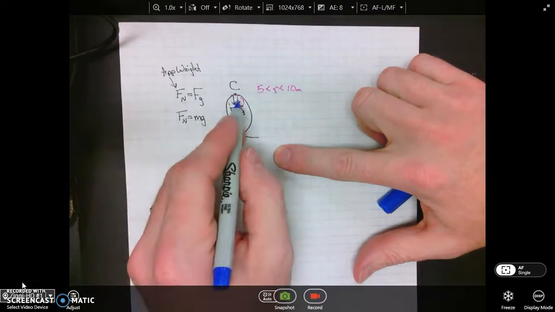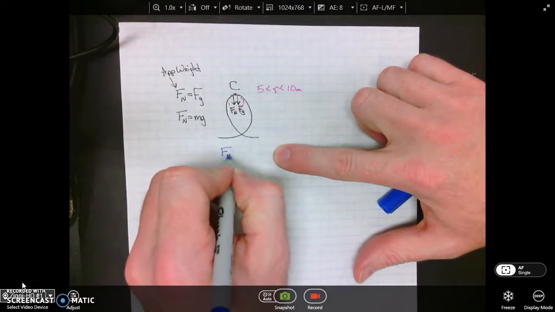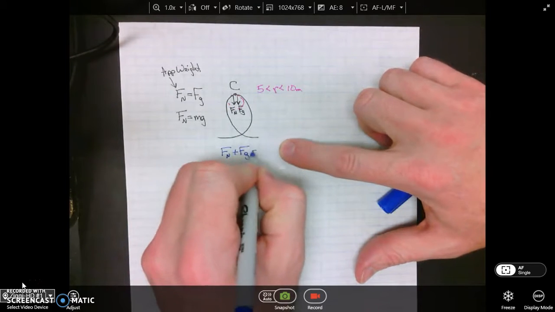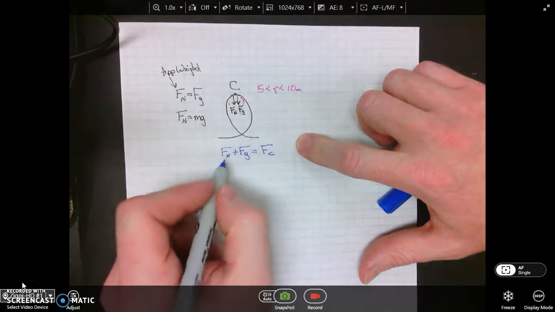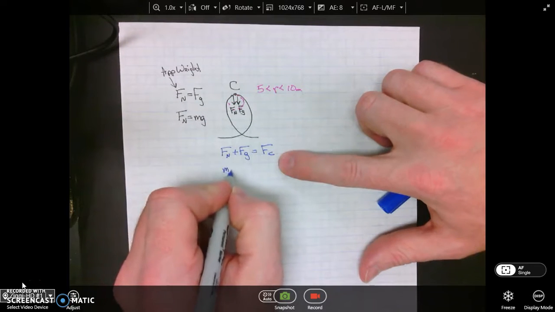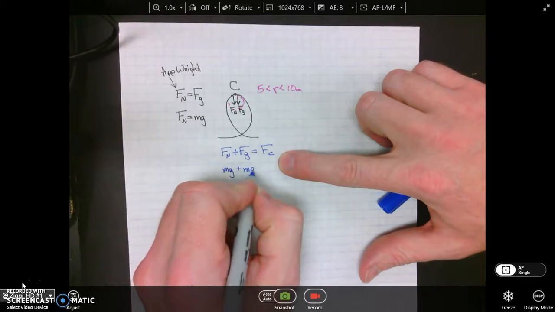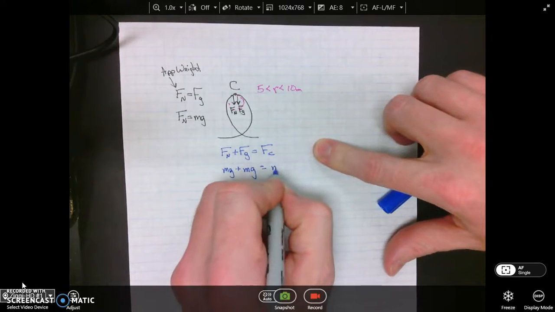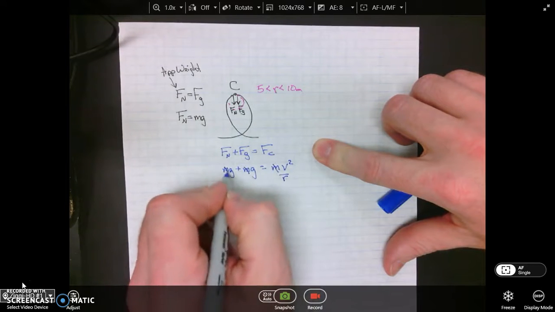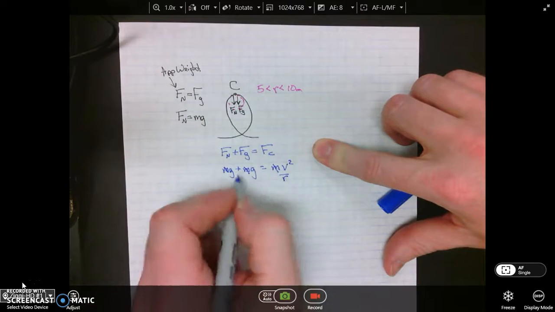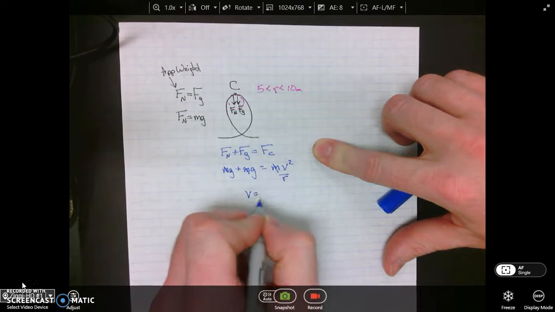So, using that, you're in uniform circular motion. The sum of the forces, two things are acting on you. Fn plus Fg has to equal Fc. These are both positive because they're both pointing in. Fn is mg, and Fg is mg. So this will be mv squared over r. All the m's cancel, and then you can use that to solve for velocity.